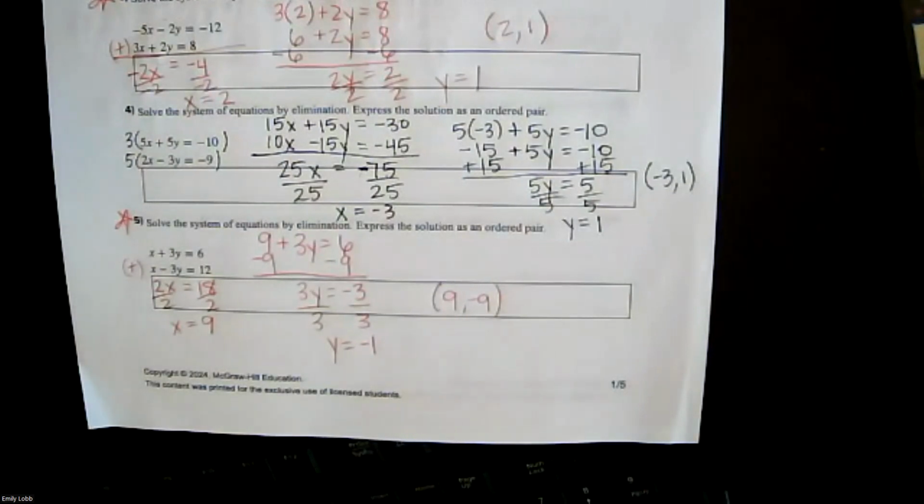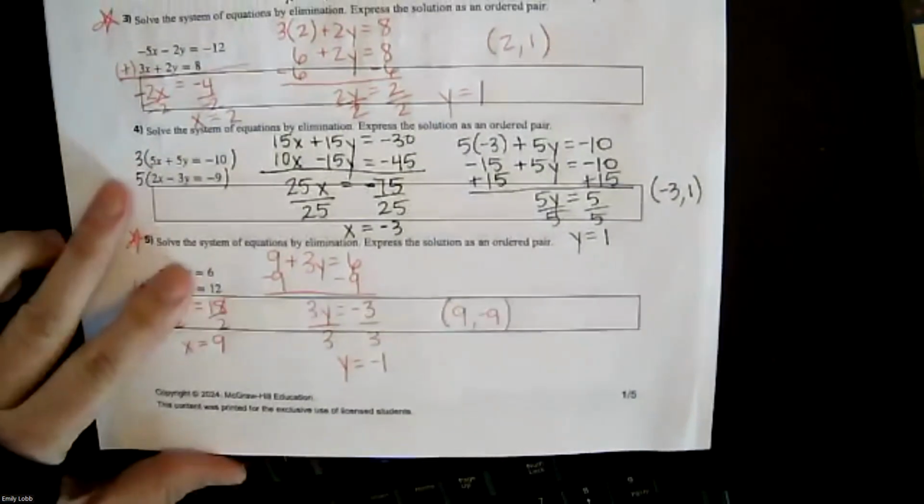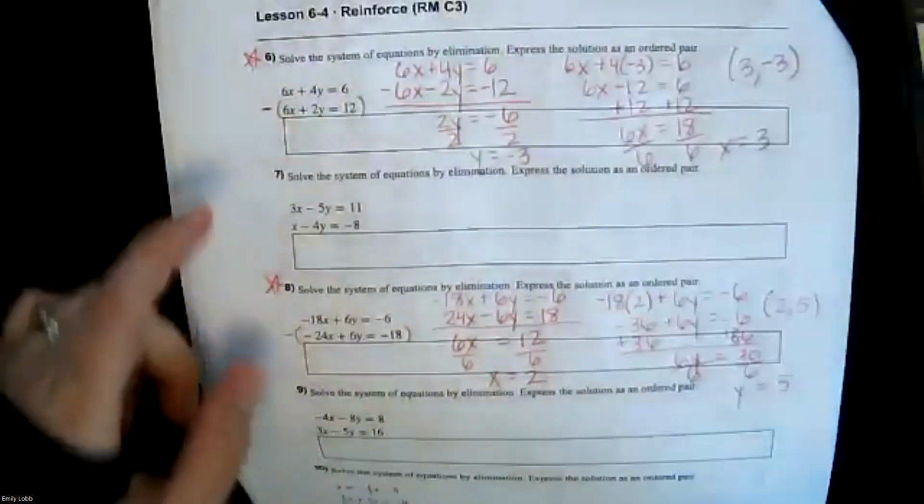So we did 2 where we only had to multiply through 1 to get them to be opposites. This one we had to multiply through both of them to get them to be opposites. Do you see how it's a little bit like finding common denominators? We're finding common multiples.